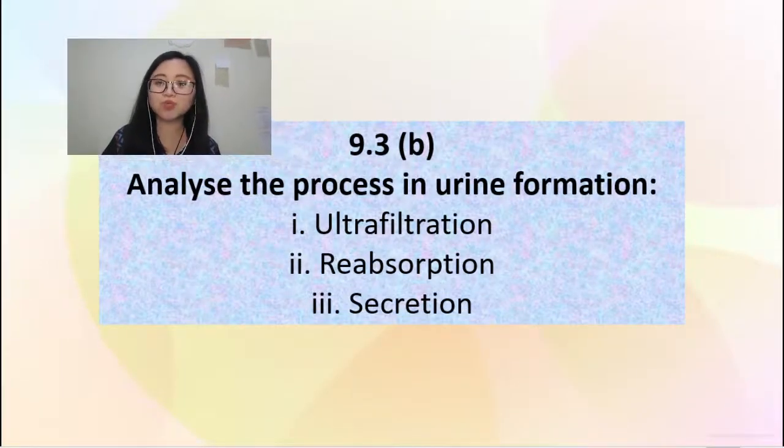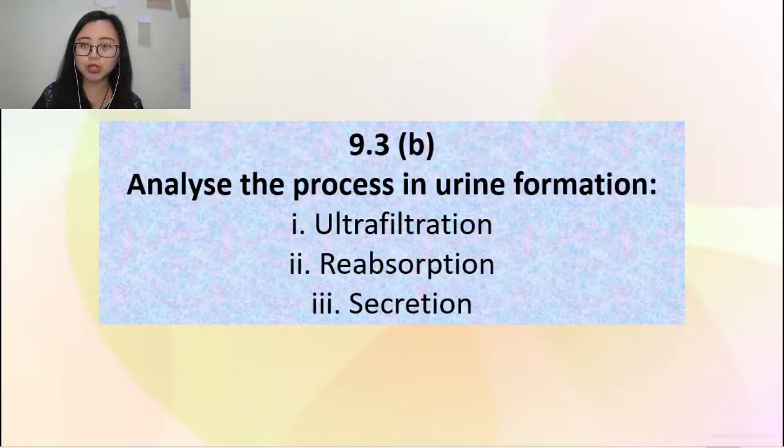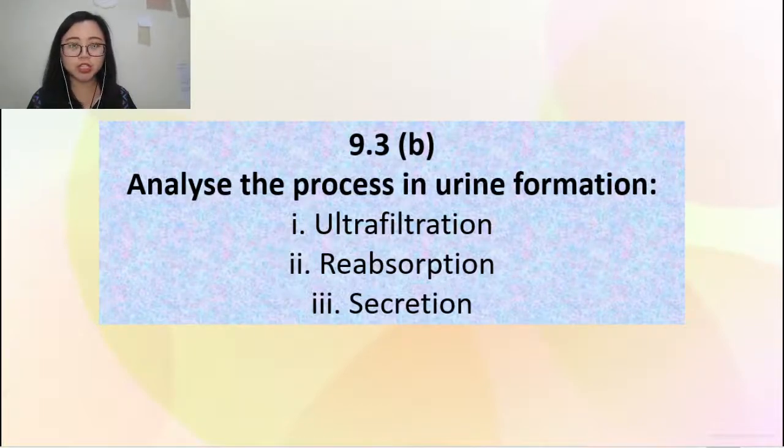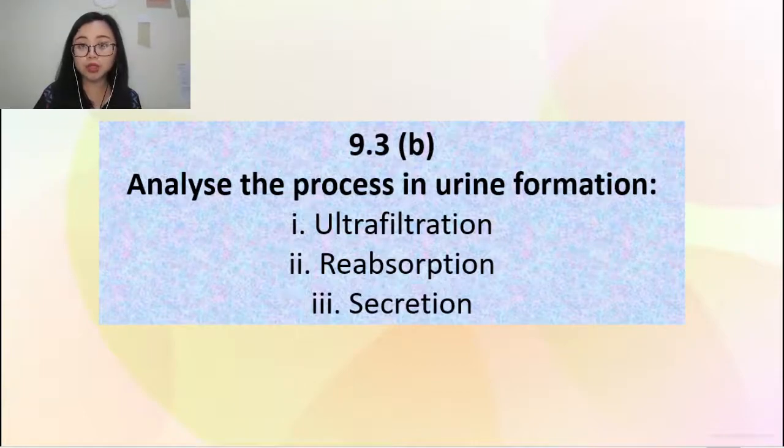And in this one, we will continue with 9.3b, where we will analyze the process in urine formation. So how does the kidney produce your pee? It involves three processes, not steps. Dia berlaku lebih kurang serentak bergantung kepada tempat mana darah tu sampai. It's going to involve three processes, which are ultrafiltration, reabsorption, and secretion. So if you are ready, let us begin.